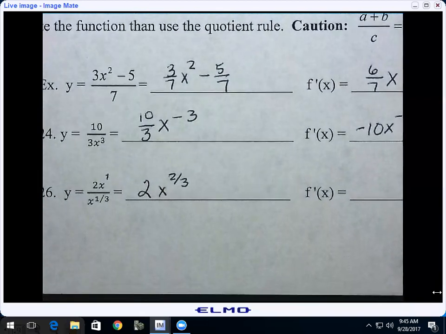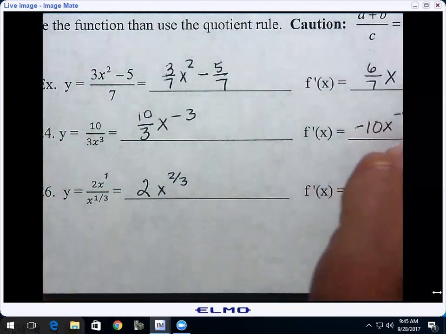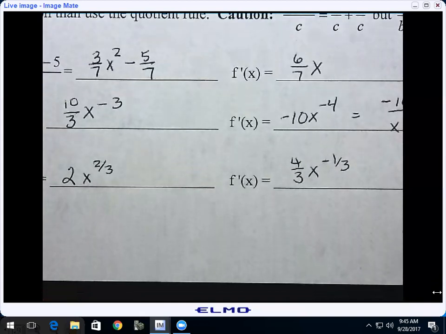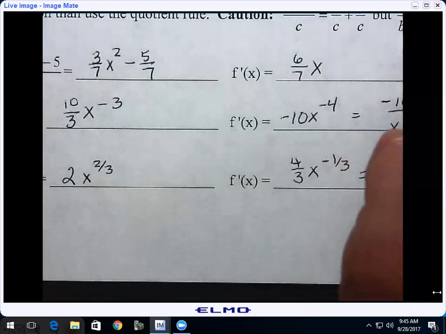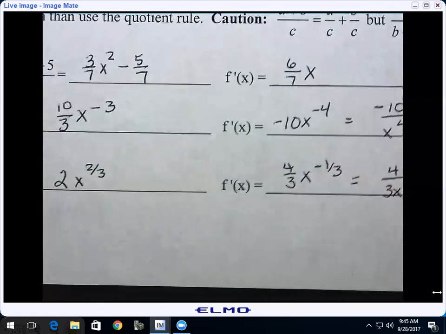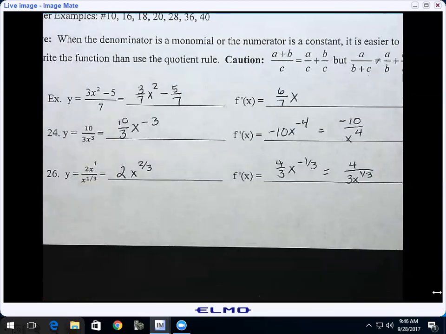And so what's the derivative? 4/3 x to the negative 1/3. This is an example of when they would probably just leave the fractional exponent in the denominator rather than writing it as cube root of x. The original problem didn't use cube root, so the answer probably won't have cube root. But it would be okay if you did put 4/3 cube root of x.